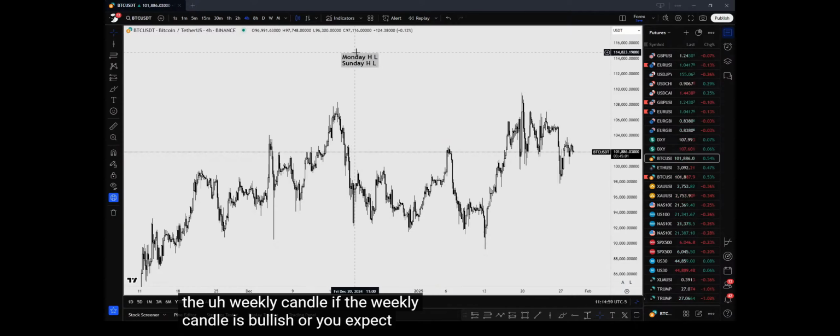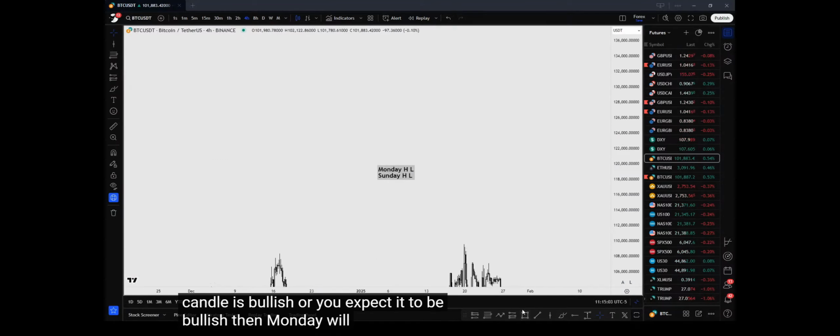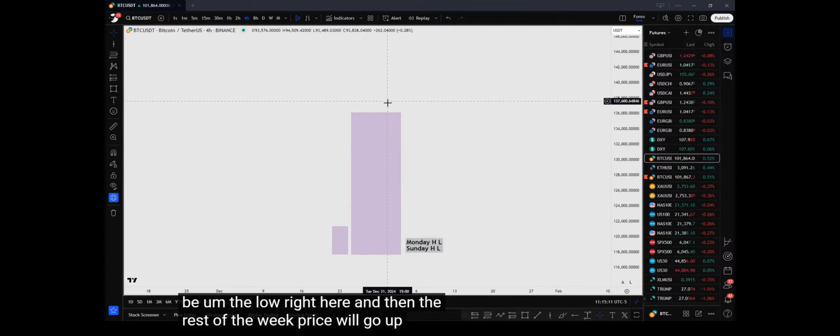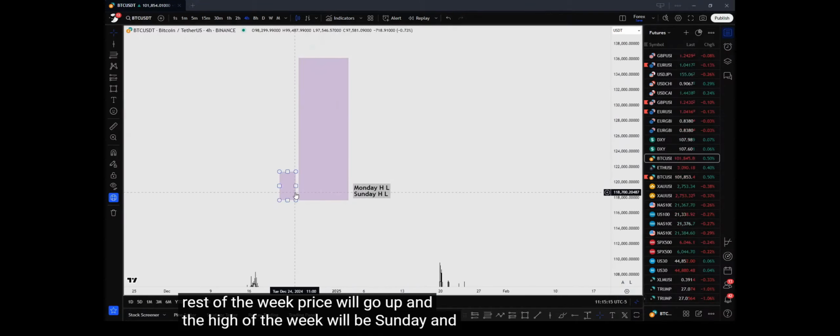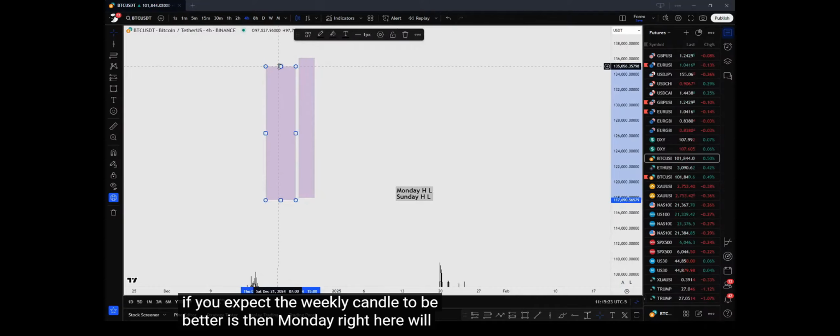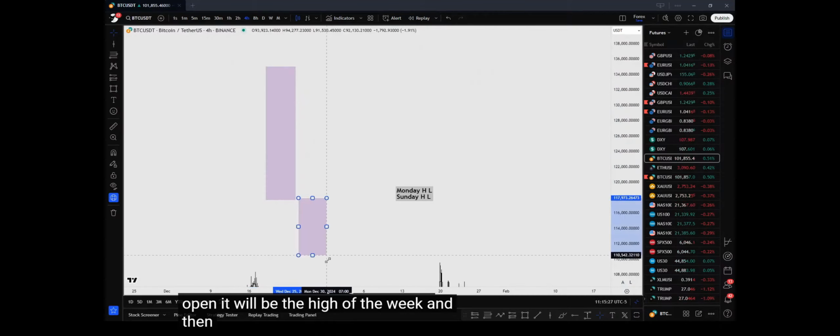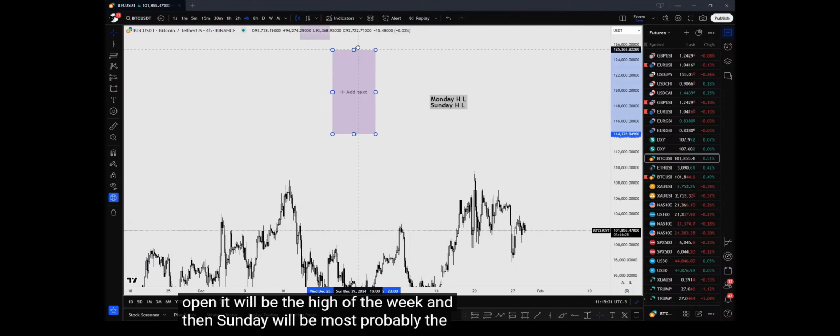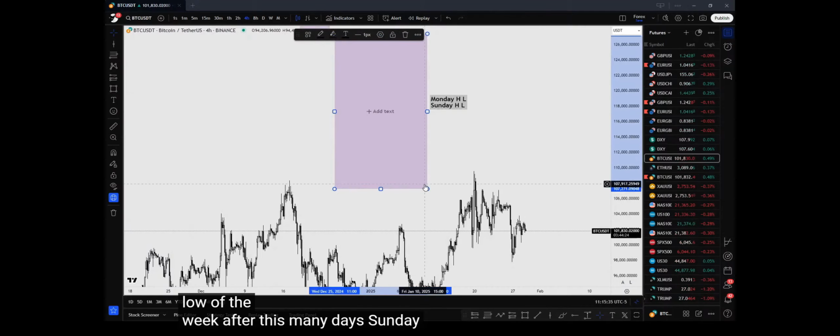If the weekly candle is bullish or you expect it to be bullish, then Monday will be the low right here, and then the rest of the week price will go up, and the high of the week will be Sunday. And if you expect the weekly candle to be bearish, then Monday right here will open. It will be the high of the week, and then Sunday will most probably be the low of the week. After this many days, Sunday will be the low of the week.